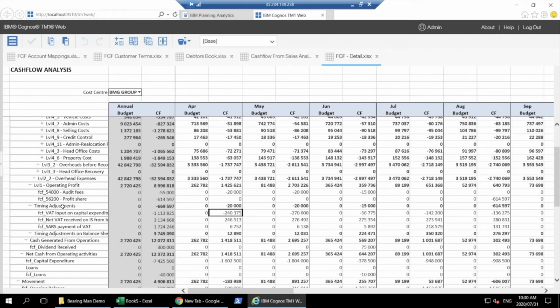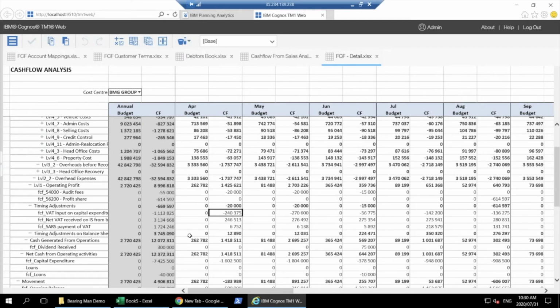So I had grouped these as timing adjustments for the income statement. Again, I'm sure you might report or classify your cash flow movements a bit differently, but this is just what we did for demo purposes. So timing adjustments here for income statement, and then some balance sheet timing adjustments over here. So VAT input on capital expenditure. As part of the budgeting process, and again, if there was time, I could show you all of that as well, we've got a CapEx module where for the budgeting process, everyone captures the CapEx.